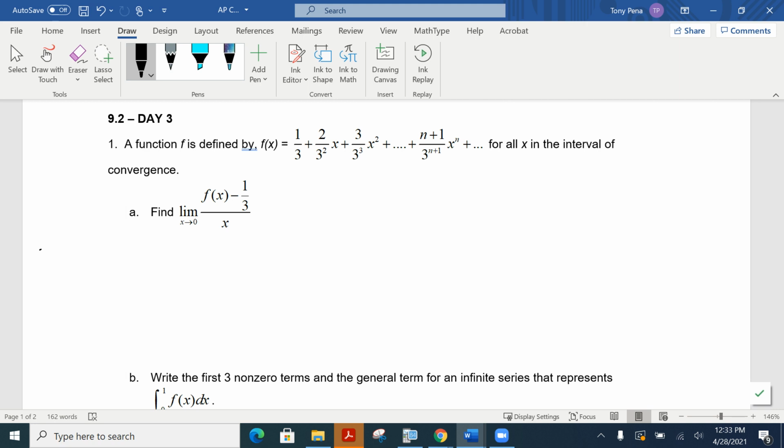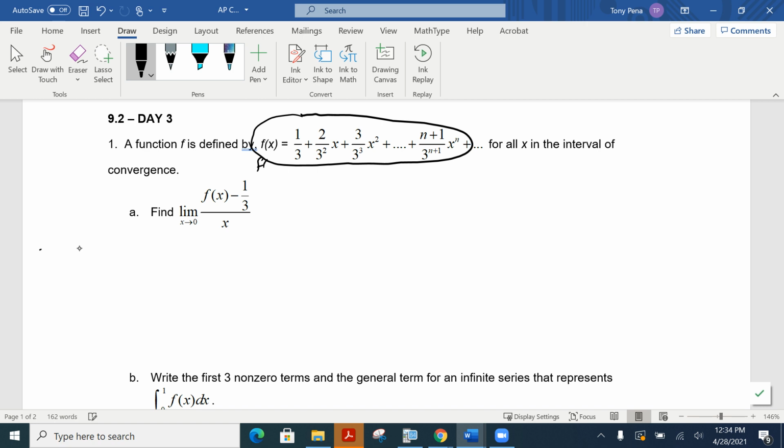But pretty simple little setup for the first one. A function is defined by, then you're given the function. And notice we can use the equal sign because we're given the general term here. So that's nice. And then it's that function for all x in the interval of convergence. So letter A, just a simple little limit problem. So with any limit problem, you're going to try to substitute. So if we try to substitute in, take your 0, plug it into f of 0. Again, this is f right here. So think about what happens if x is 0. Wouldn't we get f of 0?